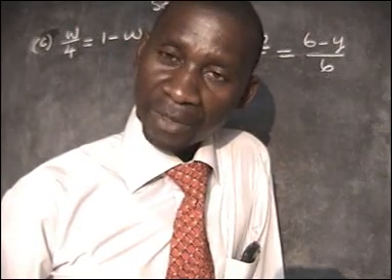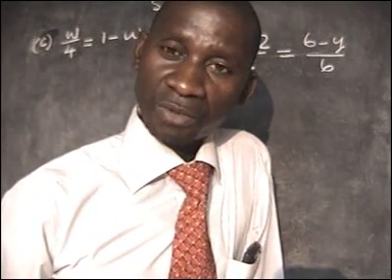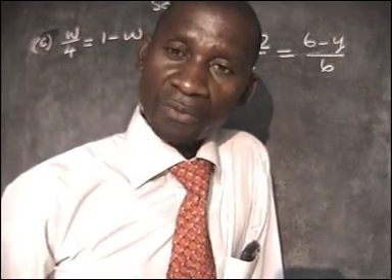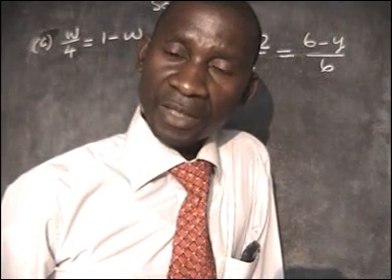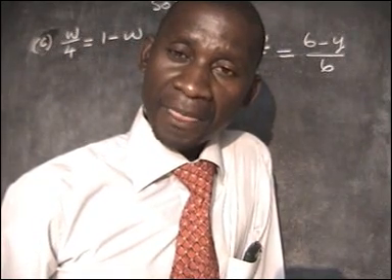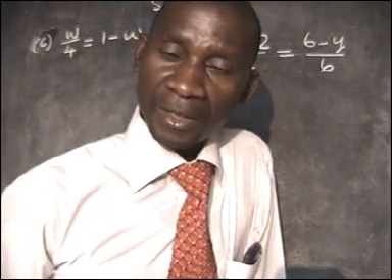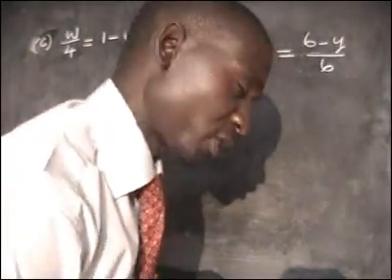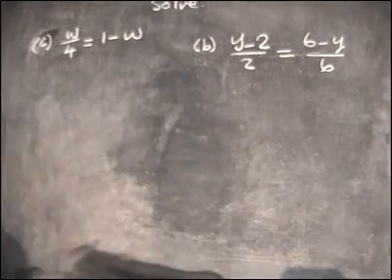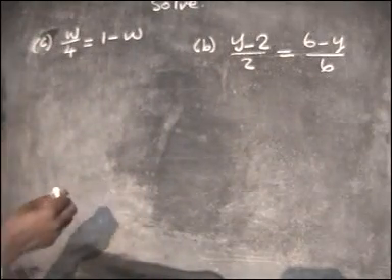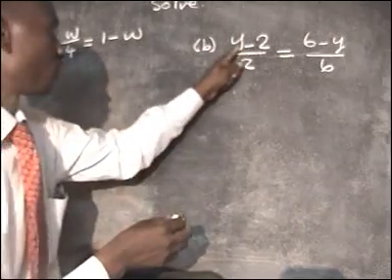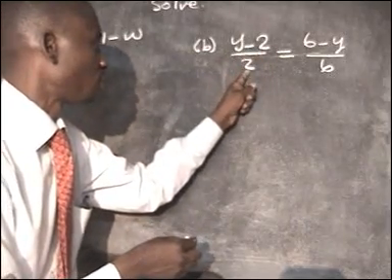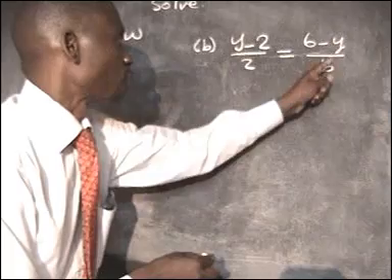So in the first place, I have used cross multiplication to solve each of the two questions, that is question B and question C. This time around I want to use a different method so that you see how you can achieve the results. So to start with, I look at B, which is (y - 2)/2 = (6 - y)/6.